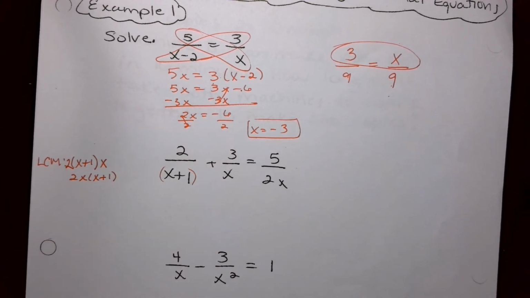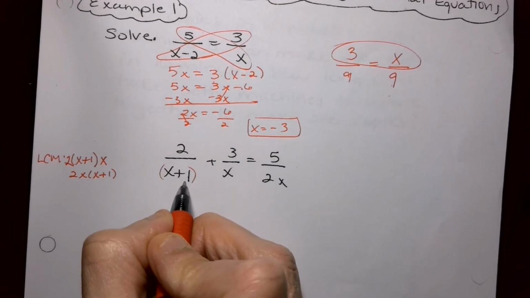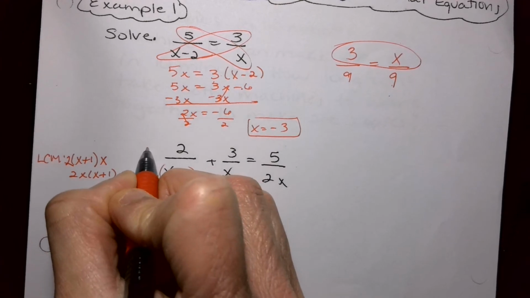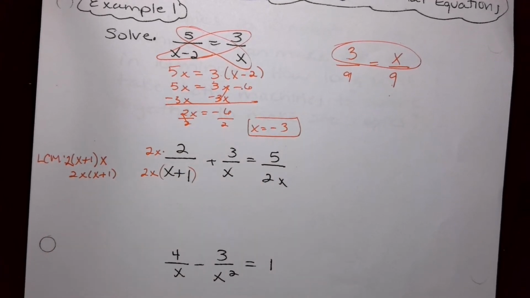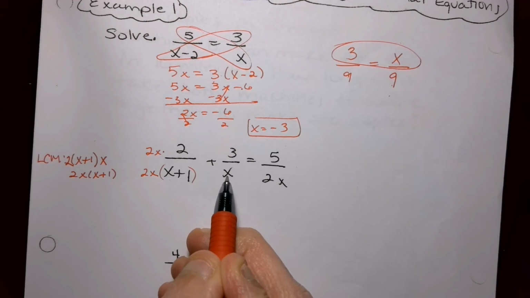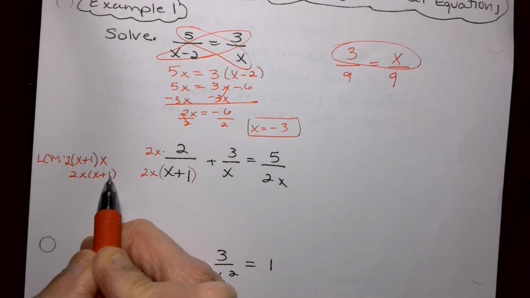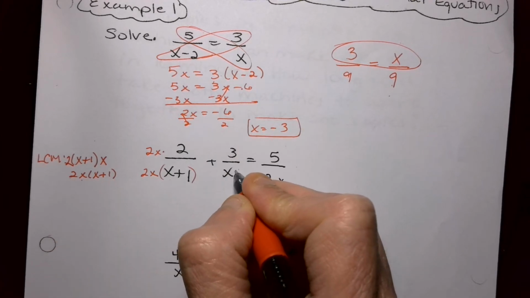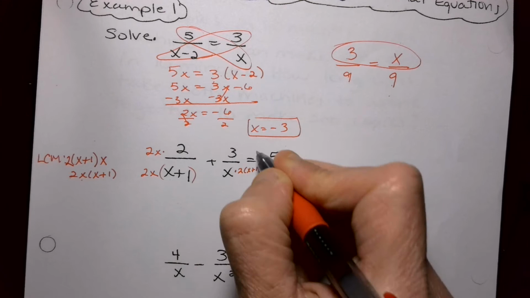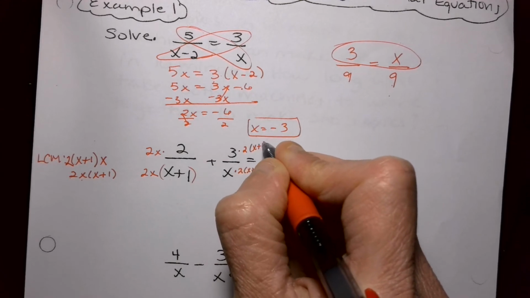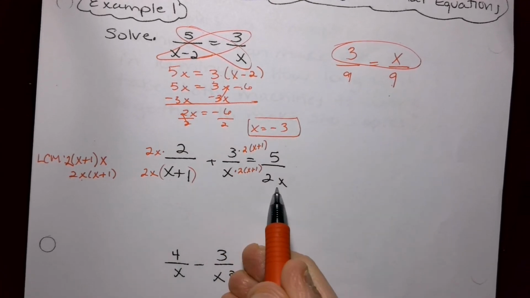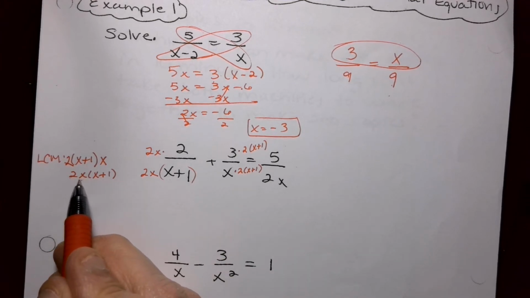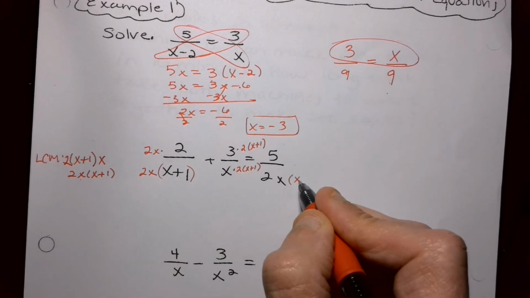So I need to look at each of these now and say, okay, what do I have to multiply this by to get my least common multiple? And the answer would be 2x. Do the same to the top. Then I go to the next one. What do I have to multiply this by to get this? Well, I've got the x. I just need the 2 and the x plus 1. And lastly, you go to this one. What do I need to multiply this by to get this? Okay, I've got the 2x, so I need to multiply it by the x plus 1.